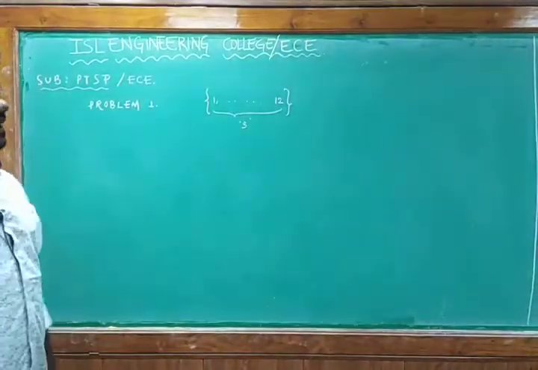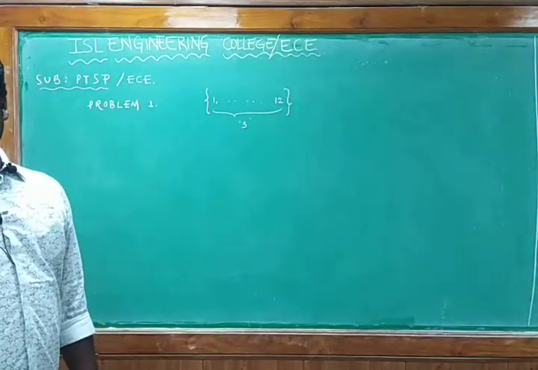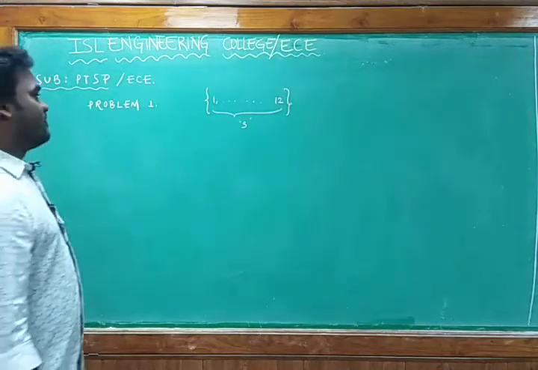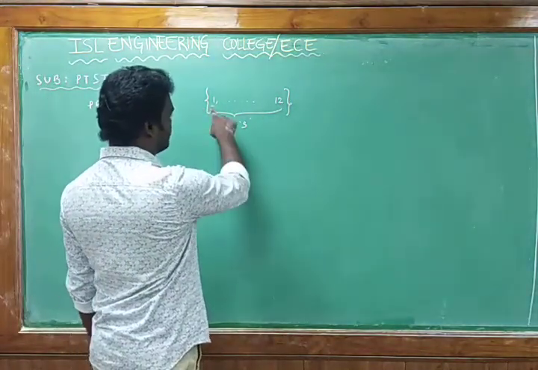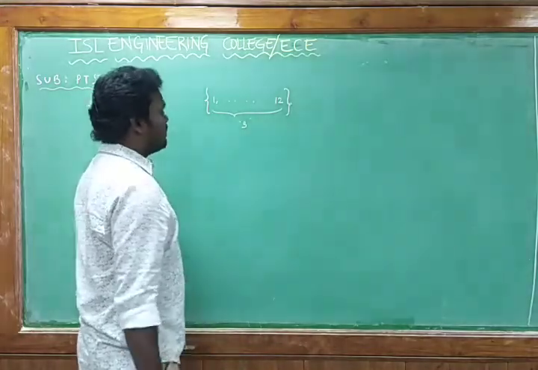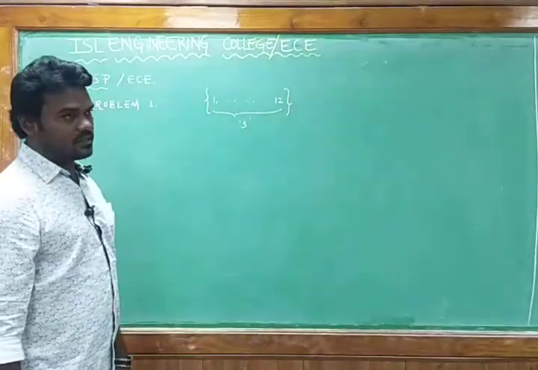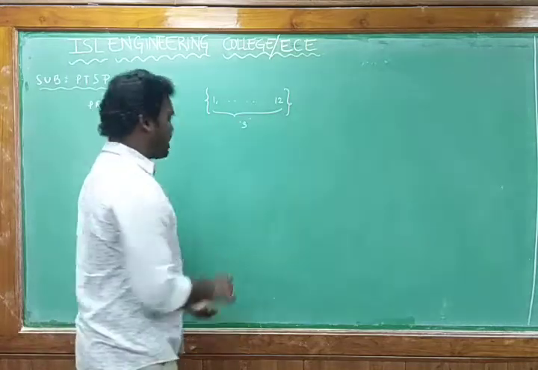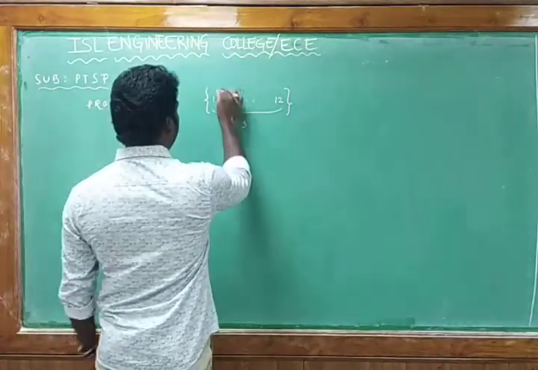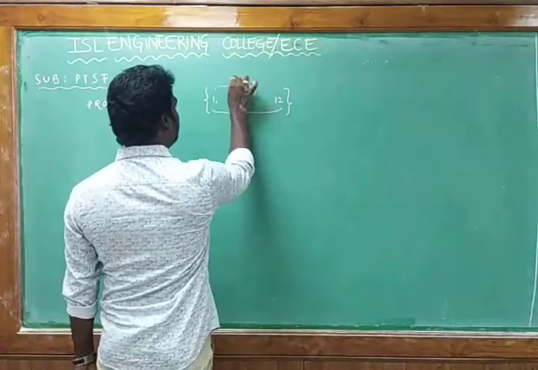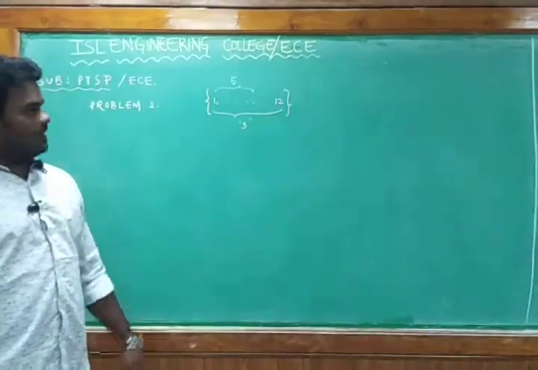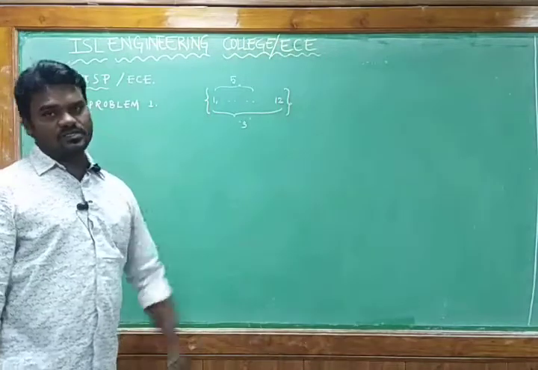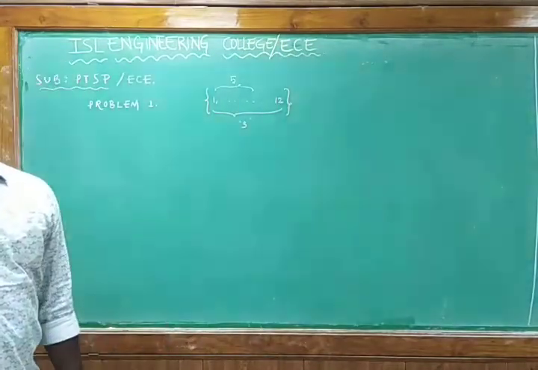In these 12 bulbs, the question says 5 are defective. There is a set of 12 bulbs, from which we are selecting 3 bulbs, and 5 of the 12 bulbs are defective. We don't know which bulbs they are. This is the given information, and based on it we have to solve the question.